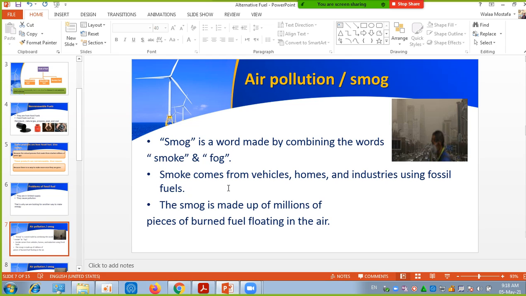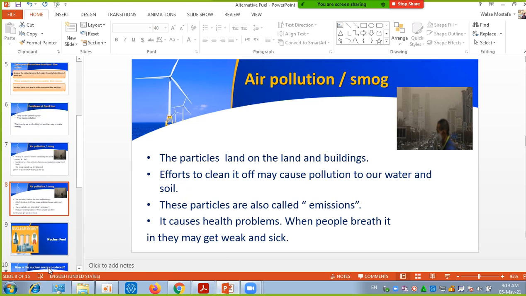When the smoke and the fog are mixed together, they form something called smog. This smog is very dangerous because it affects the respiratory system. There are some particles of carbon hanging in the air, and then when they lay down on the ground or the buildings, washing them away becomes so difficult. It may affect weak and sick people, especially their breath. Fine.